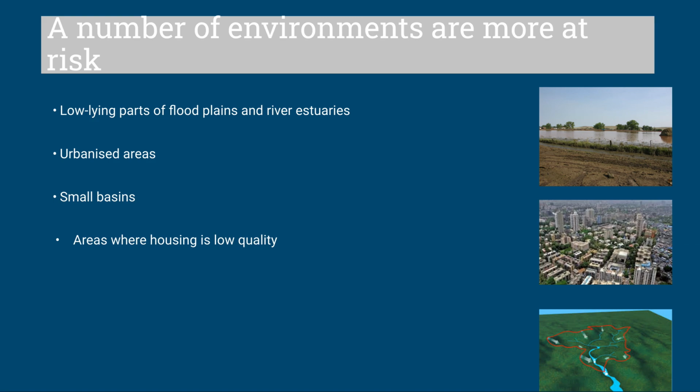Other areas are prone to flooding or more at risk from flooding because they're urbanised. So being an urbanised area can cause more flooding, in that impermeable surfaces of concrete and pavements can lead to more surface runoff, which leads to more flooding, but they're also more at risk from flooding because more people are exposed to the river's flood. Small river basins are more likely to flood, and areas where the housing quality is low, obviously this does not increase the likelihood of flooding, but increases the risk from flooding.